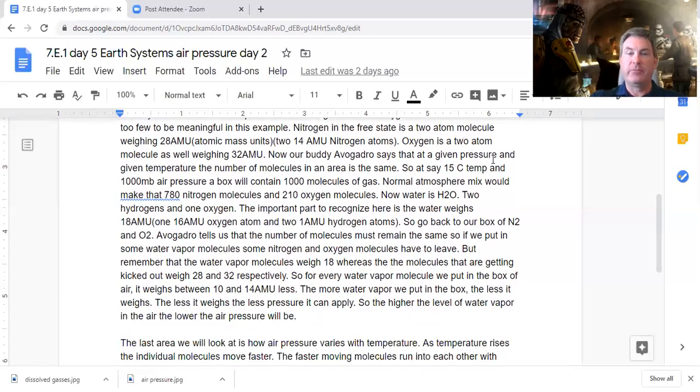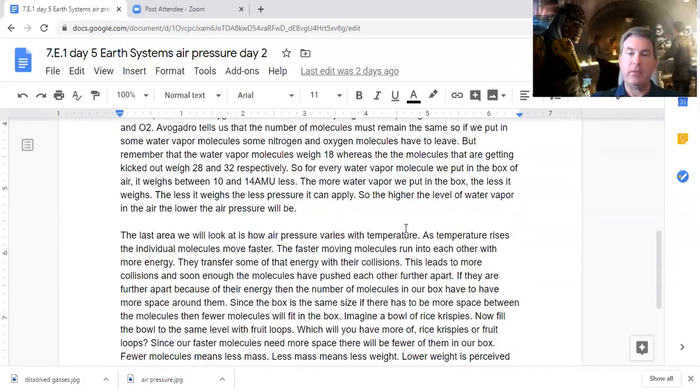It's like having a box full of barbells and taking a barbell, a weight, out and putting a stuffed animal in. That's what you're doing every time you add a water vapor molecule to the atmosphere. You're taking a weight out of the box and putting a stuffed animal into the box. That box now weighs less. You do it enough times and that box weighs significantly less. So water vapor can make up anywhere up to about 3% of the atmosphere. So if you put enough water vapor in the air, you definitely can change the air pressure a fairly significant amount.